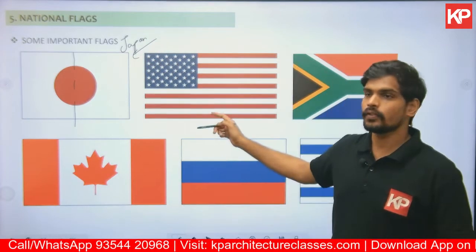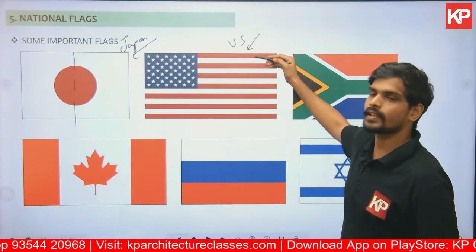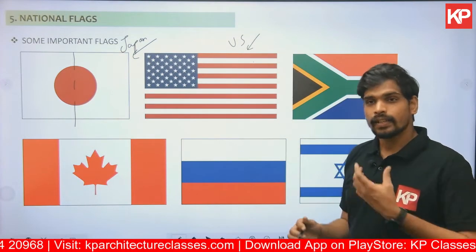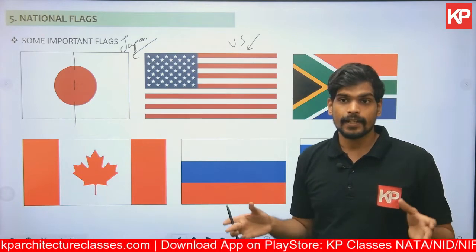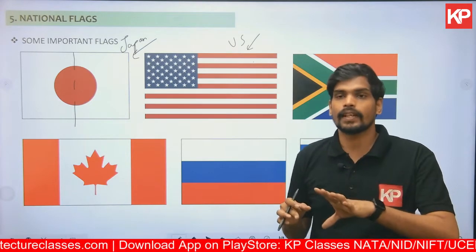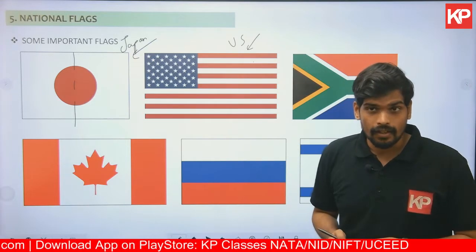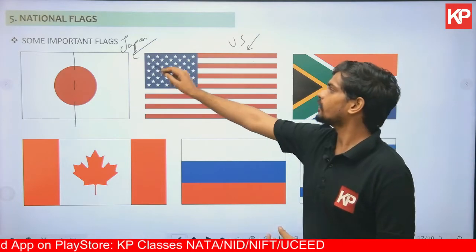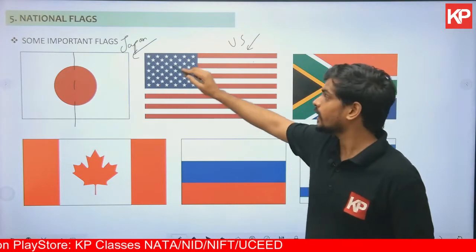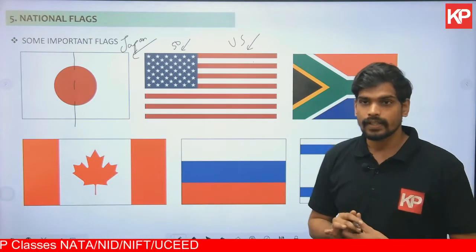Then you have the flag of United States. The flag of United States has 13 lines, alternating red and white. It has 13 lines because it represents the 13 colonies of United States. When United States was formed, there were 13 colonies which came together. So these horizontal lines represent the 13 colonies originally which were part of the United States. And on the left hand corner, you have stars represented. And there are 50 such stars over here because there are 50 states in United States.